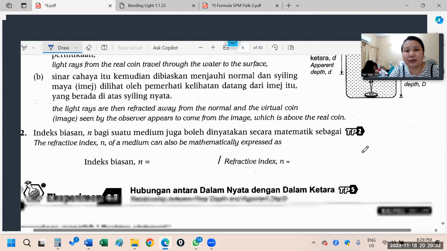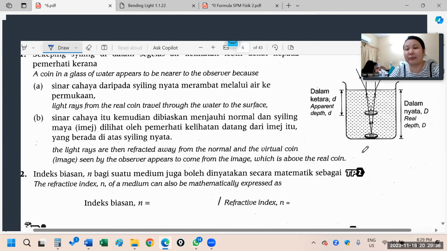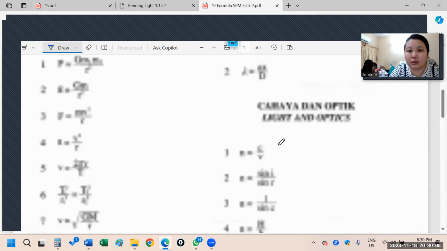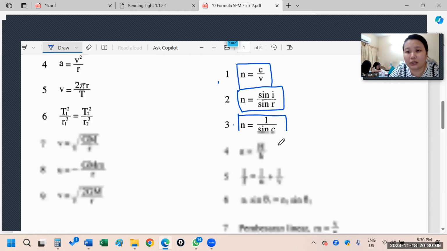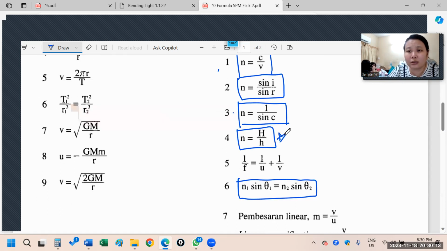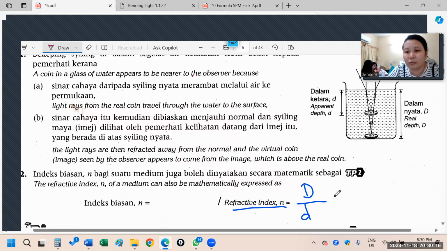Okay, so now the next one is real depth over apparent depth. So the refractive index here is the real depth divided by the apparent depth. But I believe you already noticed they use H here. Real H over apparent H.